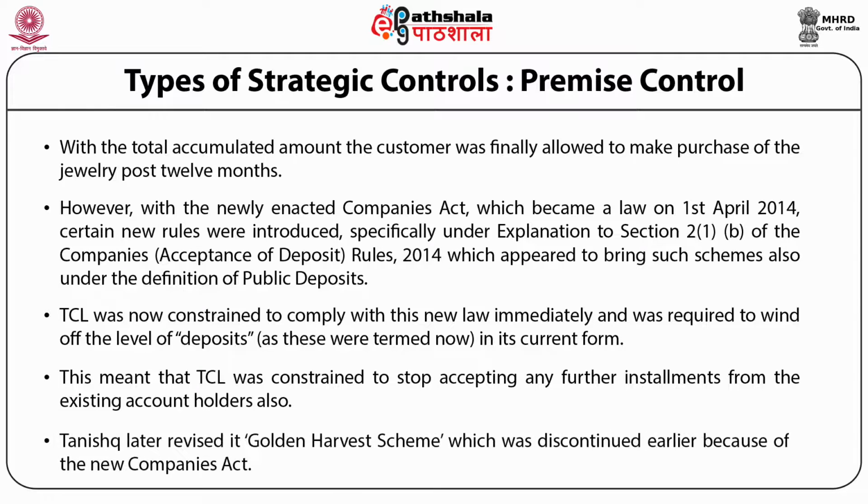Tanish later revised its Golden Harvest scheme, which was discontinued earlier because of the new Companies Act. The new act put a limit on the return offered by the company to deposit holders to 12% and capped the total amount of deposit to 25% of their net worth. The revised scheme now complied with the new law.